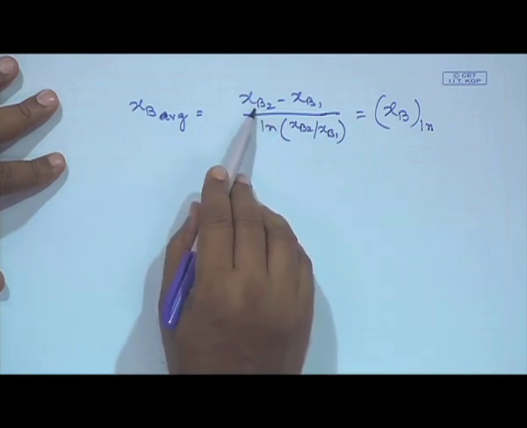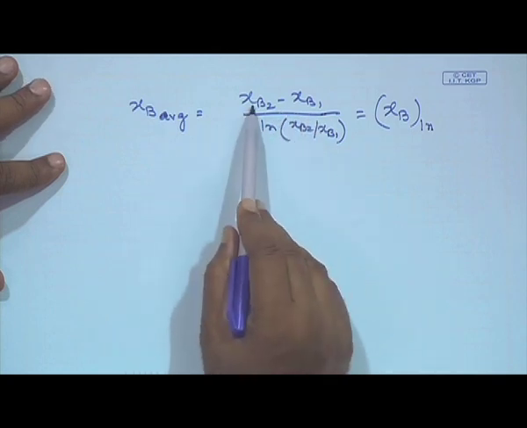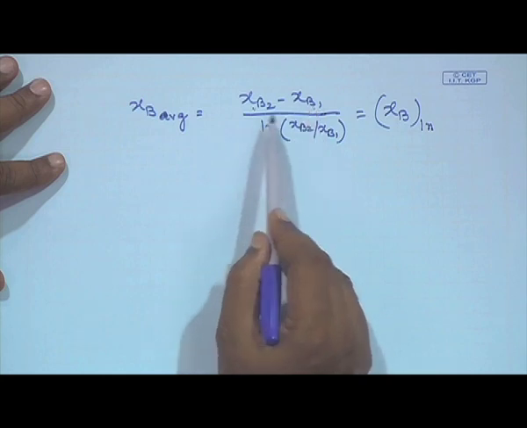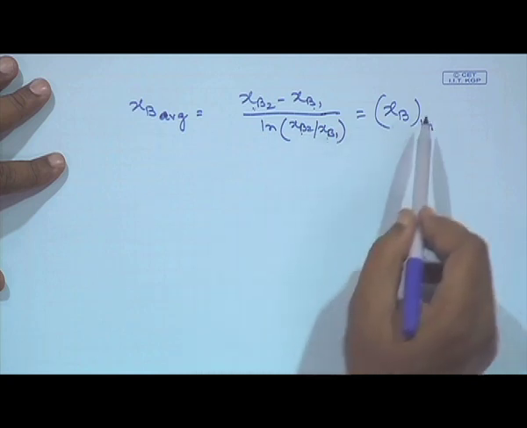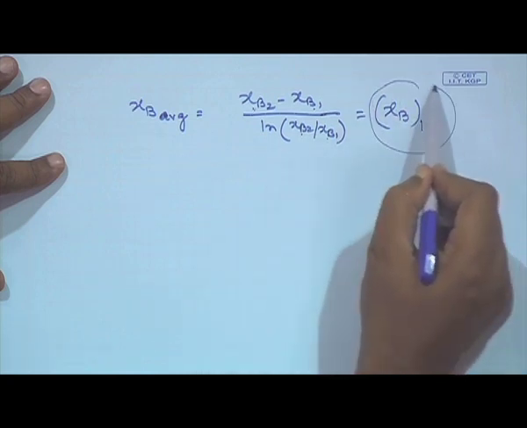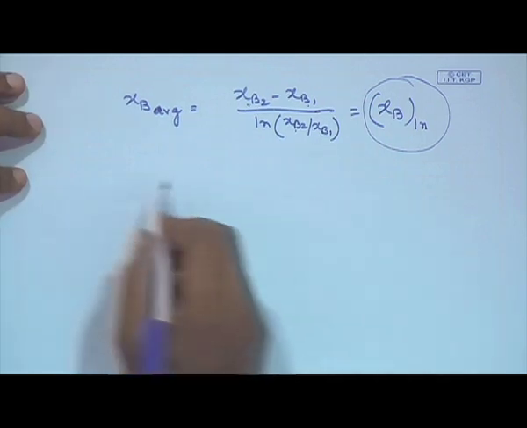This time it is going to be the log mean concentration difference. Whatever be the concentration at the mouth and the concentration at the surface, divided by the logarithm of xB2 by xB1. So, this is the log mean concentration difference of B on the surface.